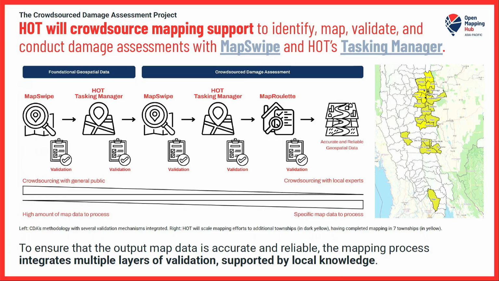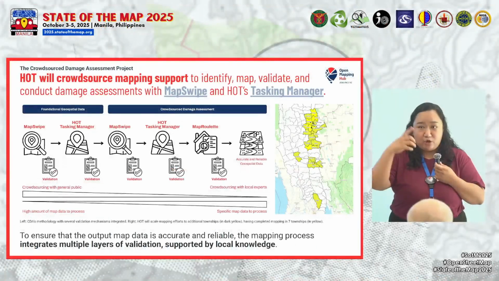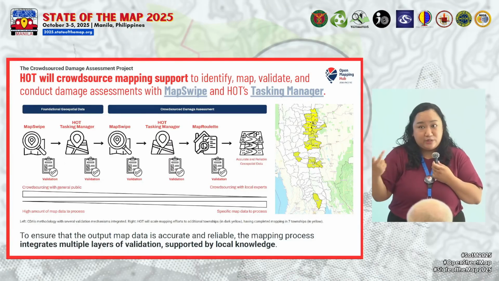After the building identification in MapSwipe, we will then map the buildings in the tasking manager. And after that, or even simultaneously with the building mapping, we have a pre-earthquake imagery and post-earthquake imagery comparison in MapSwipe. MapSwipe has a lot of functionalities actually. You can try it out. It's not just for building detection, but also for comparing two different satellite imageries or drone imageries.